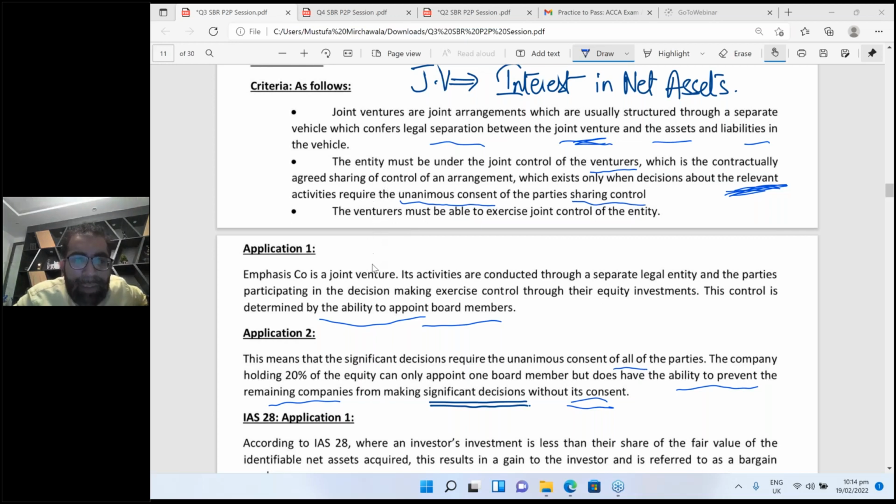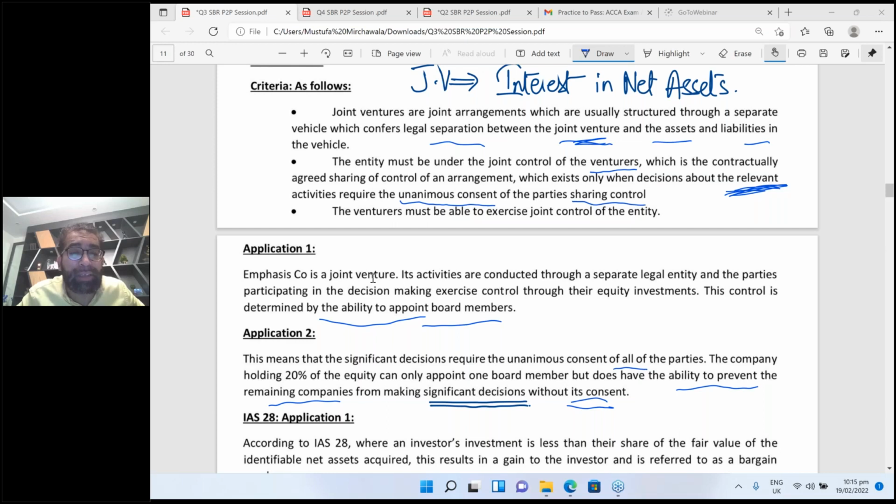One student has asked a question that the holding should be 33, 33, 33. No, no, no. It's not written in any IFRS. 33, 33, 33 is not necessary. Holding percentage does not matter. The real thing is the agreement, the economic reality. Try to go with the economic reality. I'm sure you have all studied the concept of substance over form.